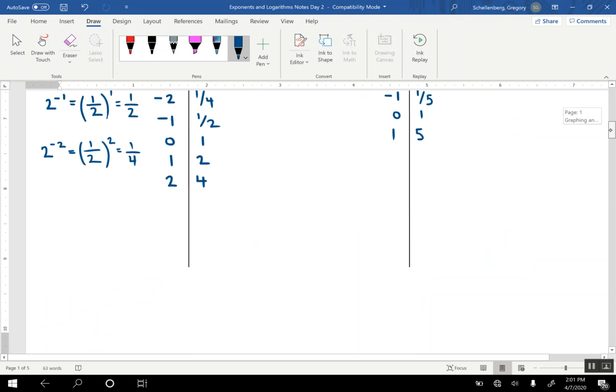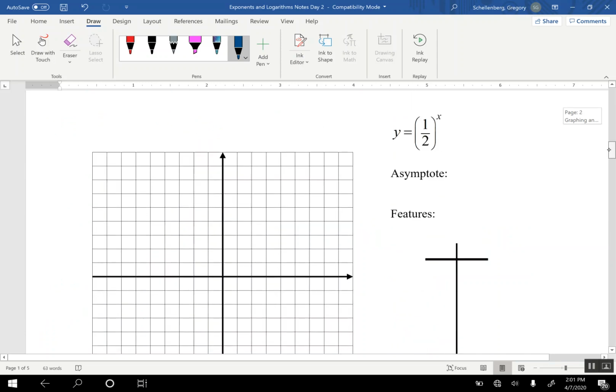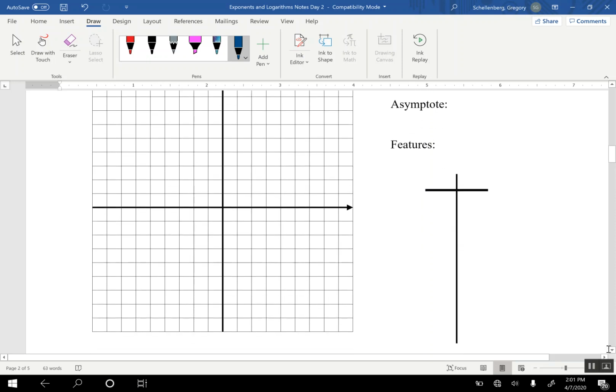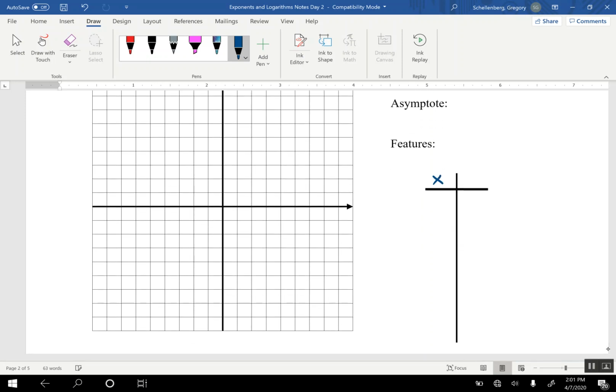Okay, let's look at another example here. Our base now is 1/2. So what impact does that have on our graph? Well, again, we can create a table of values. So let's just call this x and this y. And I'll select values of x that are near the point of origin. I'm going to use -3, -2, -1, 0, 1, 2, and 3.